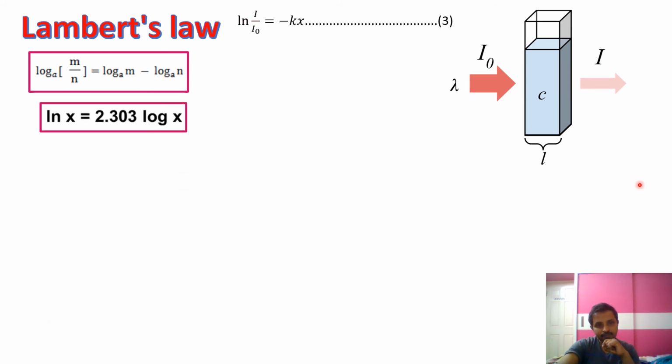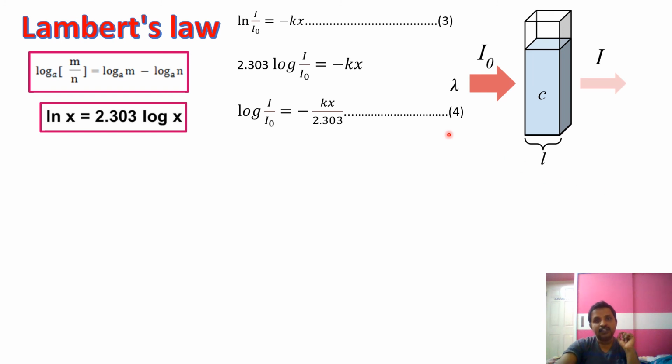Now by using the formula ln x equal to 2.303 log x, equation number 3 can be converted into the form 2.303 log of I by I naught is equal to -kx. That is, in place of ln x, we are keeping 2.303 log. By manipulating this, we get equation number 4.